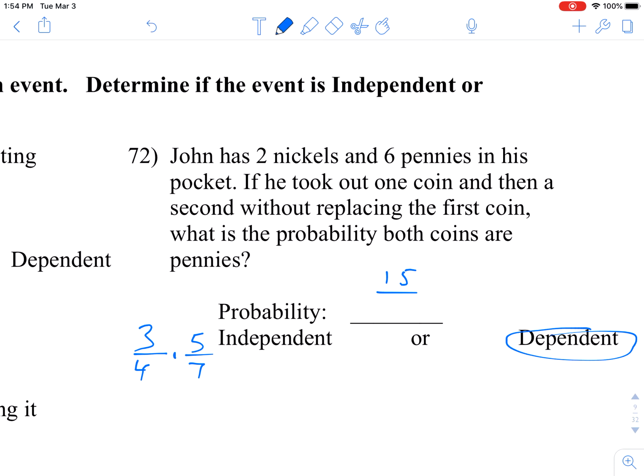And 4 times 7 is 28. So 15 out of 28 times, we'll get a penny both times.